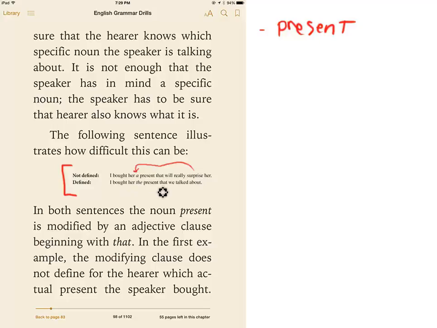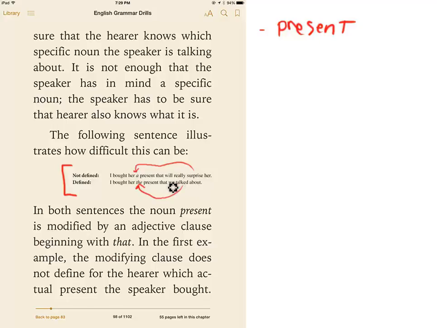I bought her the present that we talked about. Well, obviously, I can use the word the here because I have a specific present in mind. You should too, because it's the one that we talked about. So one is defined, one is undefined.